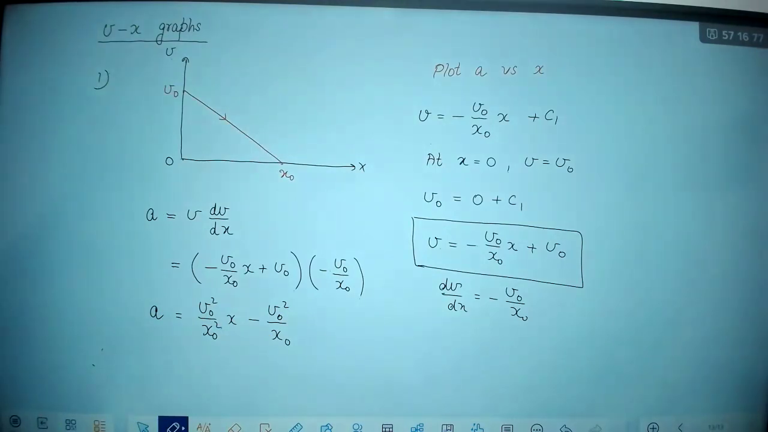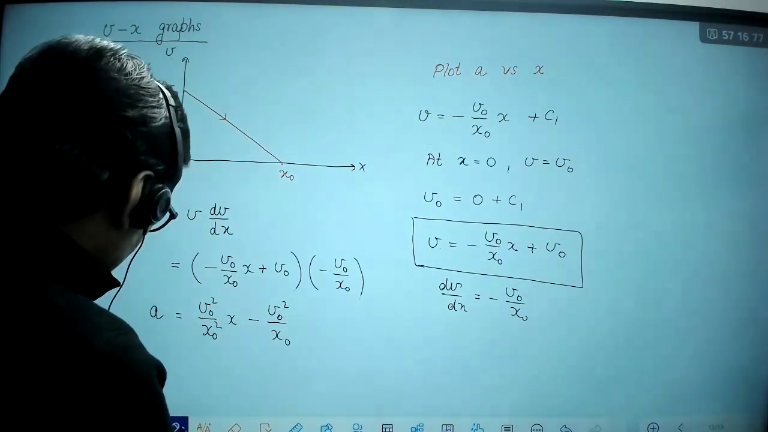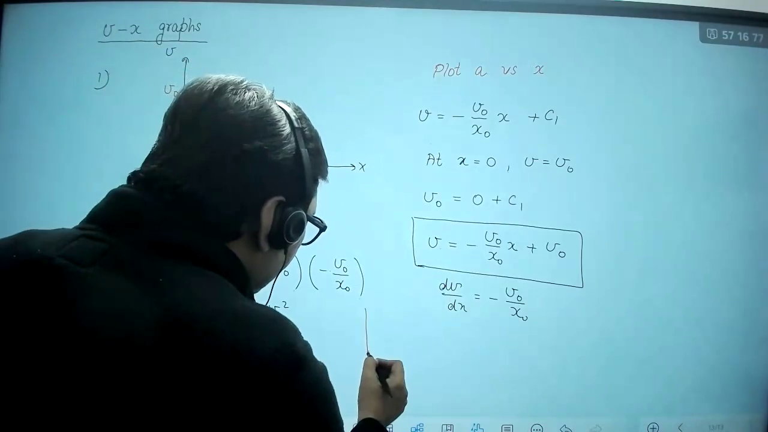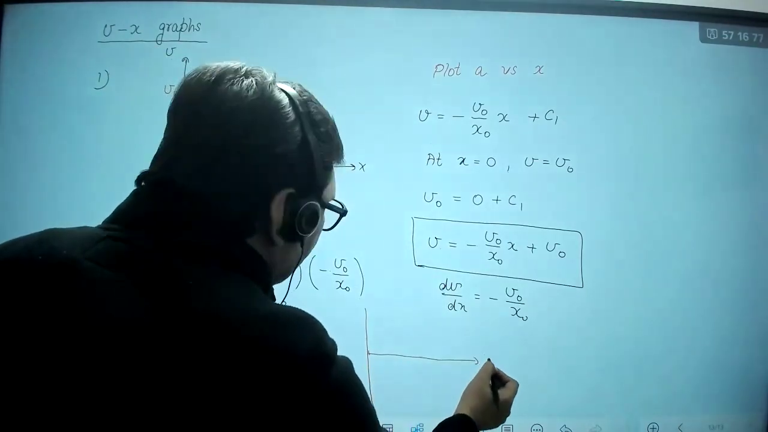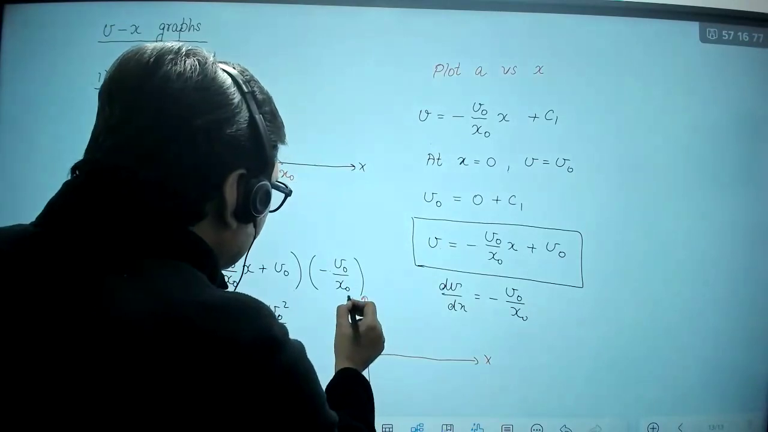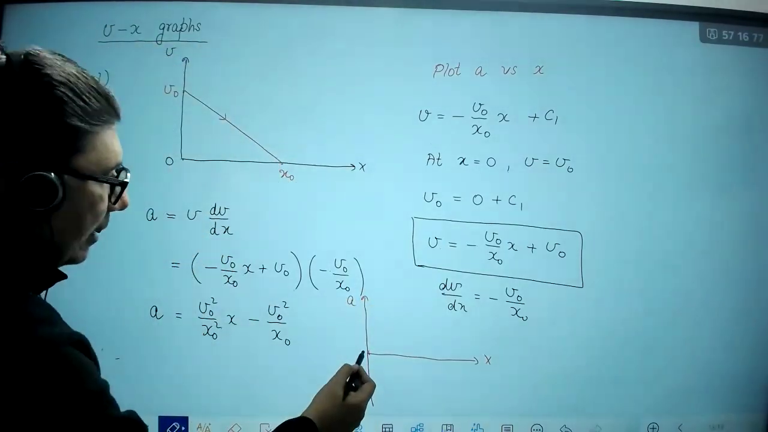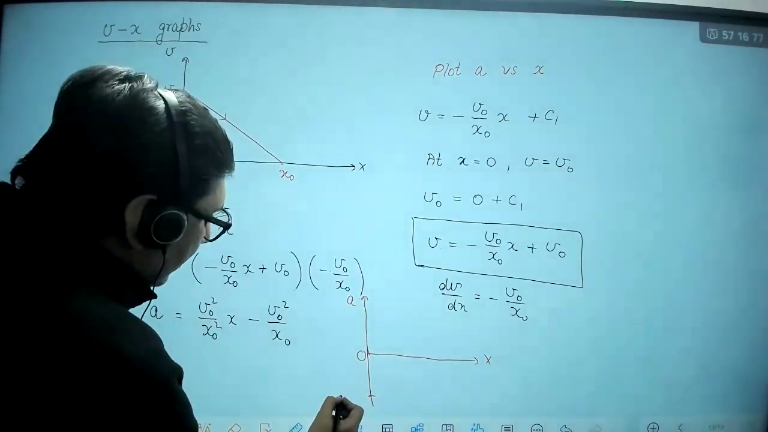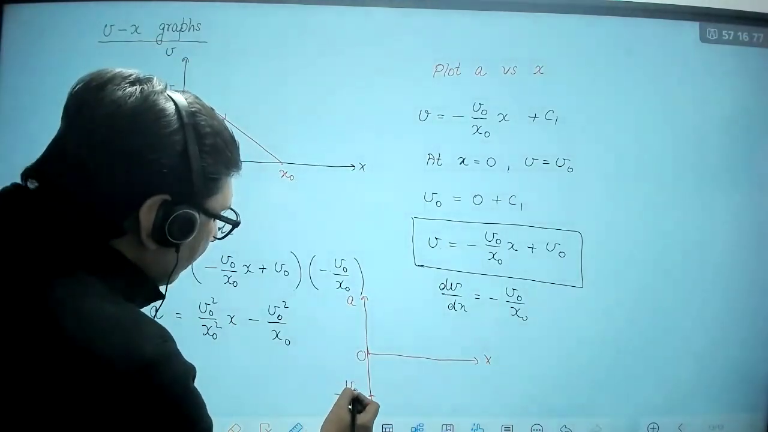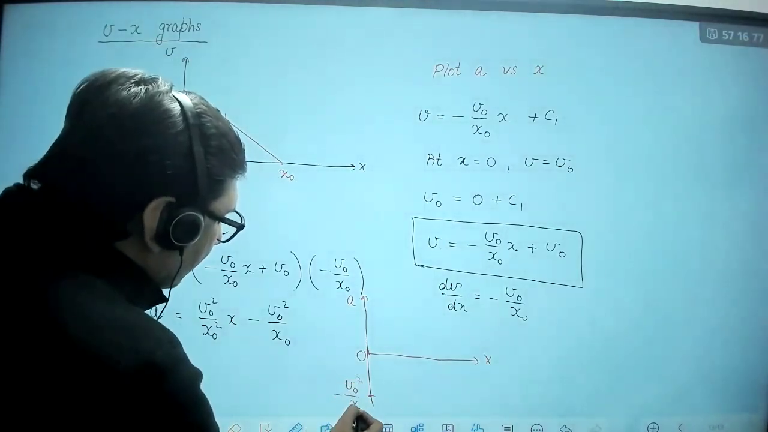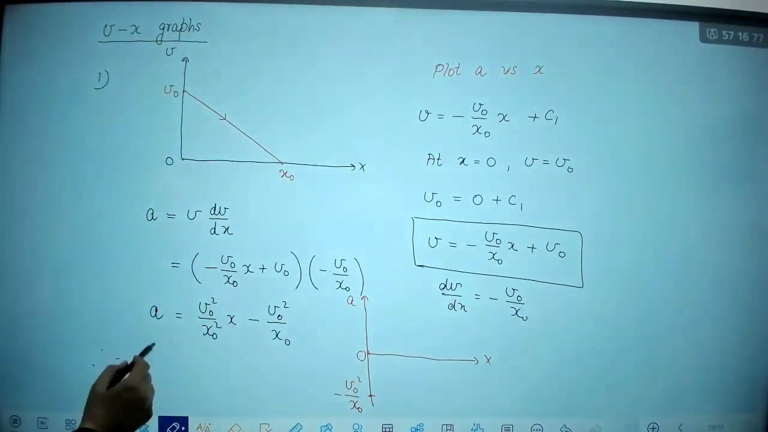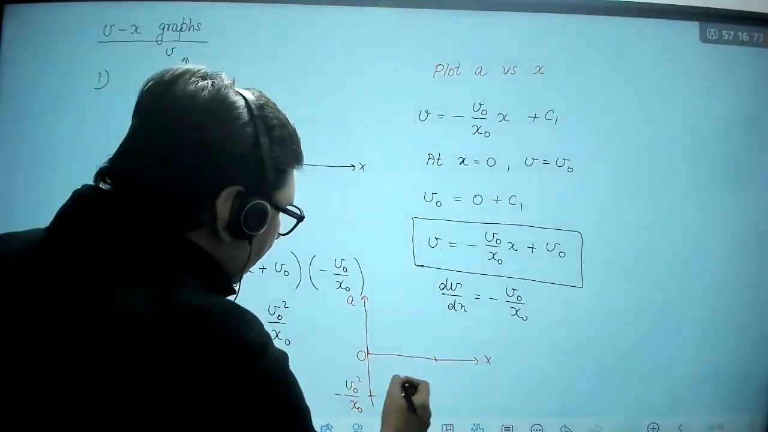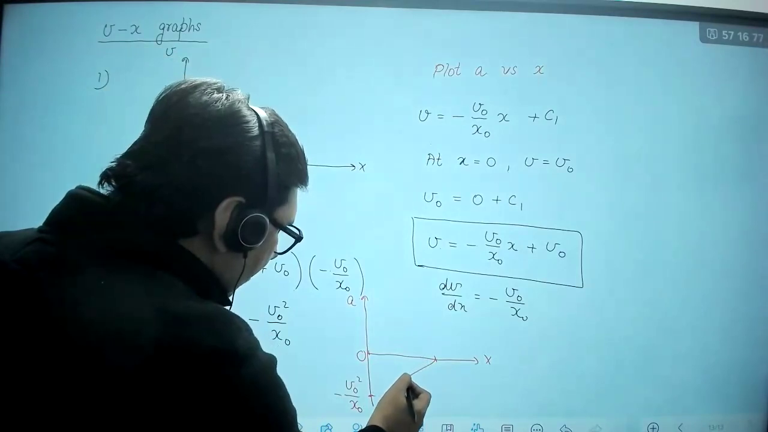Can you plot this a as a function of x? Yes, we can plot. How? Here we will have x, here we are going to have acceleration a. Try to understand: at x equal to 0, a will be negative, so it will be somewhere here, and this point will be minus v naught square upon x naught. And when a is 0, x is positive, so it will be somewhere here. So you are going to have this type of plot.